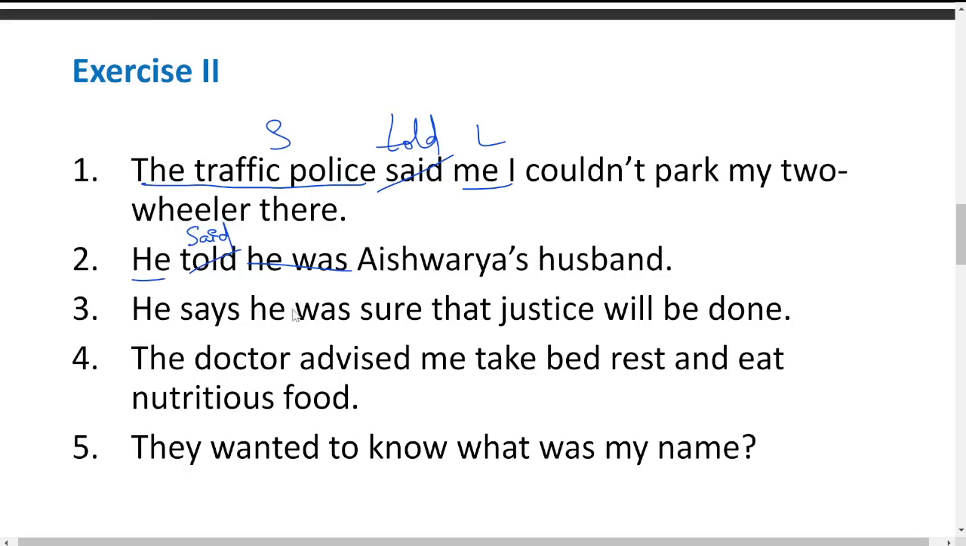Okay, next. He says he was sure that justice will be done. Now the statement is already in the indirect case, and here if you can see, says is given, there is no conjunction. He says that he was sure that justice would be given, or he says that he is sure that justice will be done. Now he was sure comes as the past, says is present, will be is future. We cannot use past here. You can go with he is sure, or you can also change this sentence into he said.